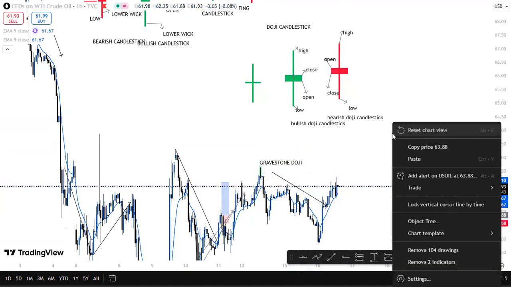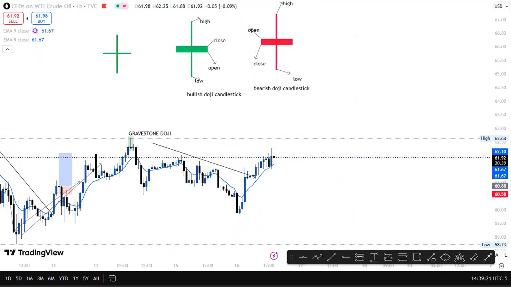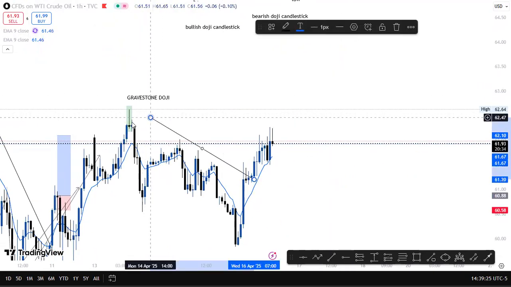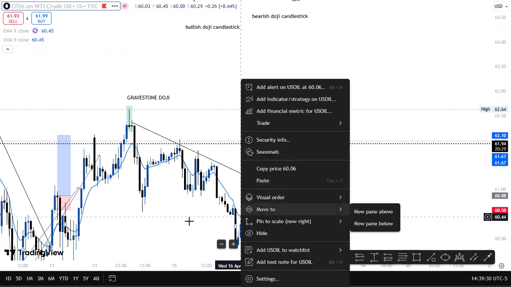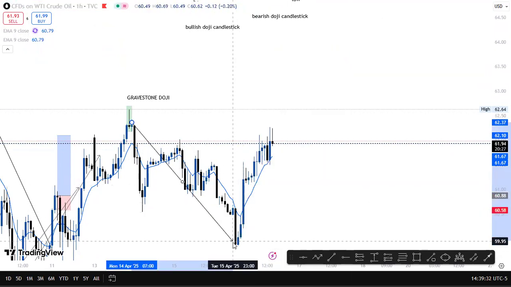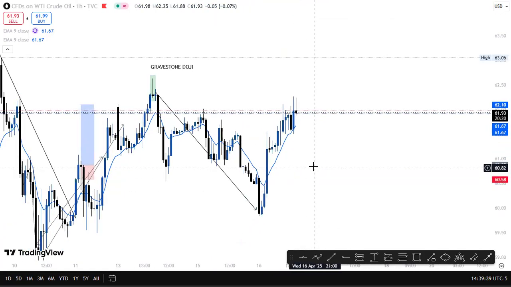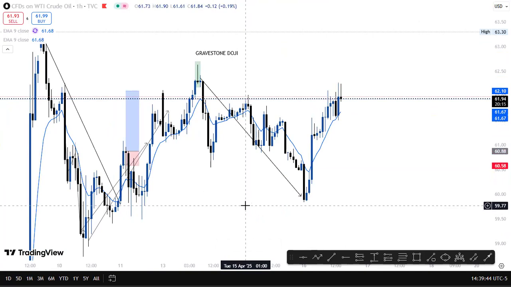There was a lot of selling pressure here for it to be able to close. That means sellers are in charge of the market at this particular time, and they were able to push the price from this point here all the way down to this point here. So you can see there's a lot of selling pressure the moment the Gravestone Doji forms. Same thing with the Dragonfly Doji. When it happens at the bottom of a downtrend, it signifies that there might be a reversal and the price might start pulling up.